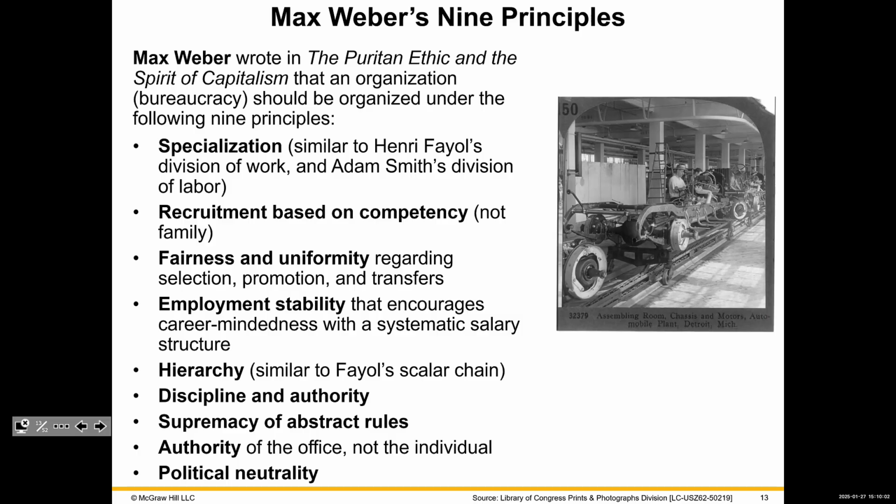And then there's discipline and authority. You've seen that a lot. Supremacy of abstract rules, authority of the office, not the individual. So that's the president of the United States, right? You respect the office, maybe not the individual all the time, but that actually becomes very important in business. And I don't know if we've established political neutrality, because I think it was the Washington Post, the paper that Bezos owns, they chose not to endorse any candidate, right? So I think he did pretty good with political neutrality.